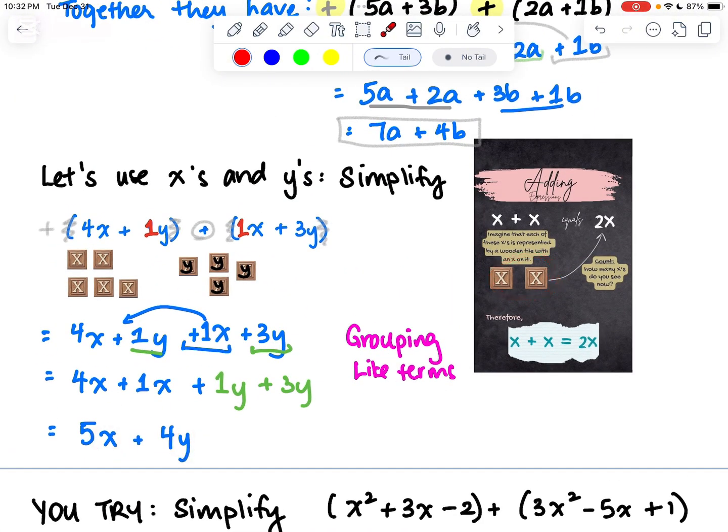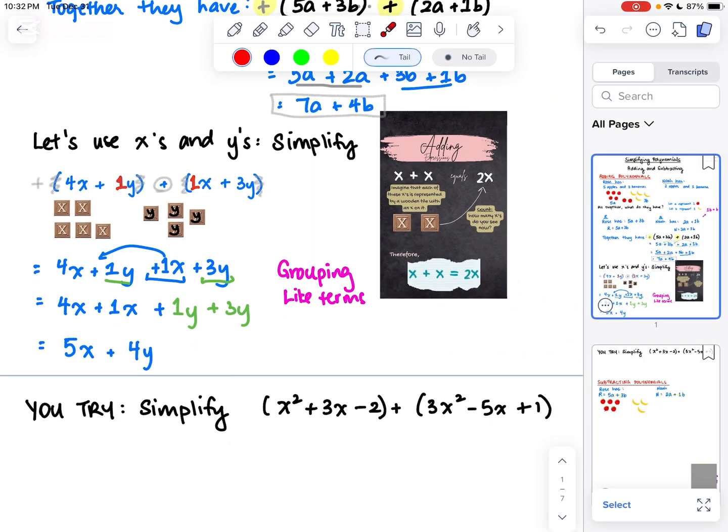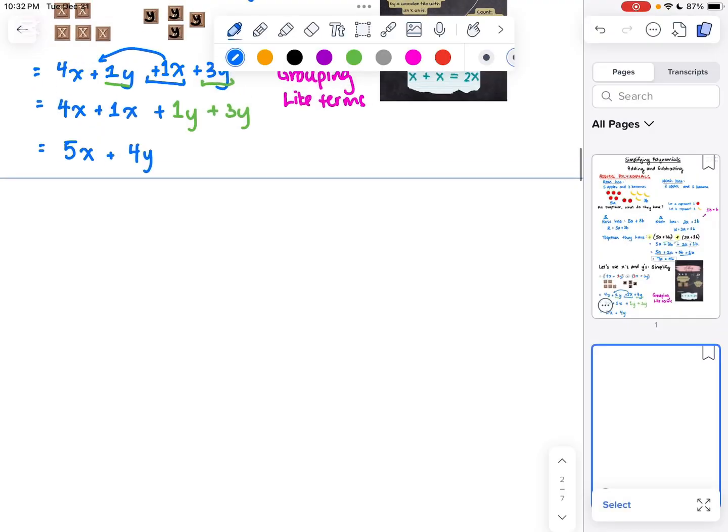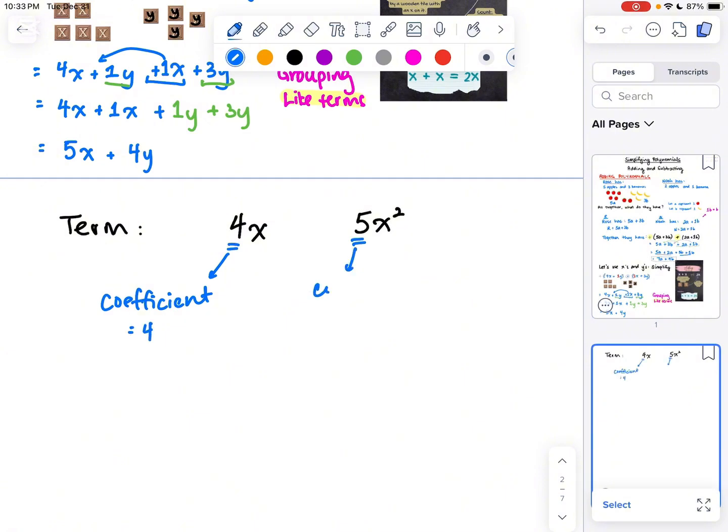So before I go on, I do want to just briefly talk about what terms are. So we've been talking about, well, ultimately we're going to talk about like terms. So what is a term? Well, a term is a basic unit in an expression. So for example, I could have 4x, I could have, let's say, 5x squared. These are each terms, and a term is made up of this number in front. We call that a coefficient. That's just a number in front. So the coefficient here would be 4. The coefficient here would be 5.